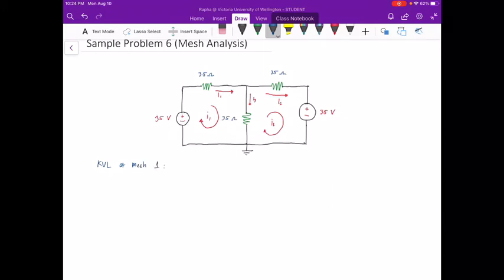We have negative 35 because it touches the negative terminal first, so that's negative 35 plus I1.